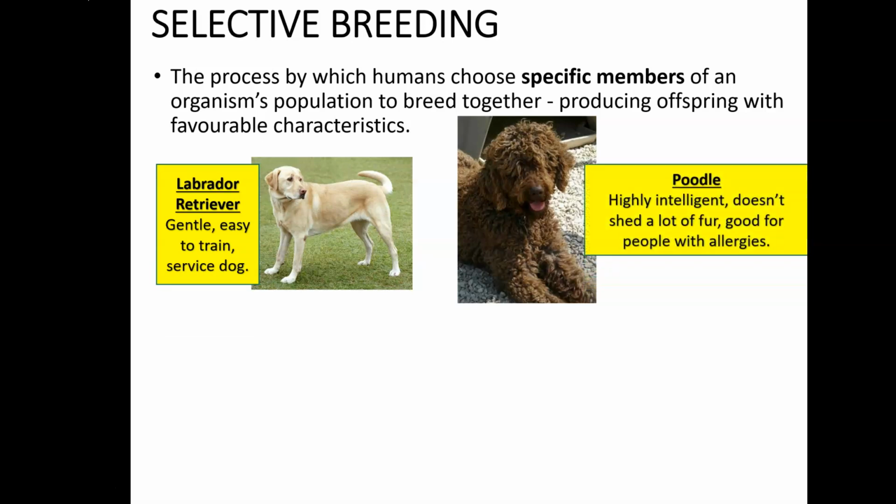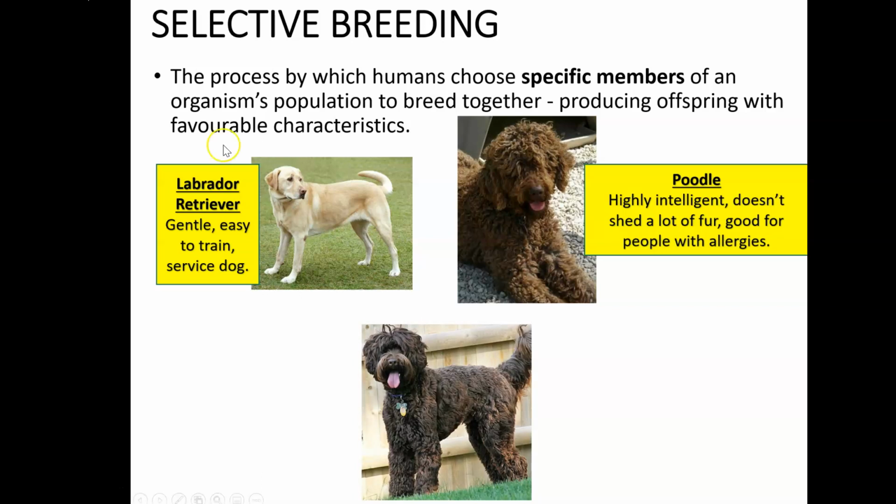Selective breeding for dogs. That's been happening for years and years, and it continues to happen. Basically, this is where dogs have become domesticated over the years as well. We have here 2 different types of dogs, a Labrador Retriever and a poodle. Even though this doesn't look like a typical poodle, it is a poodle, and these 2 dogs have very different characteristics.